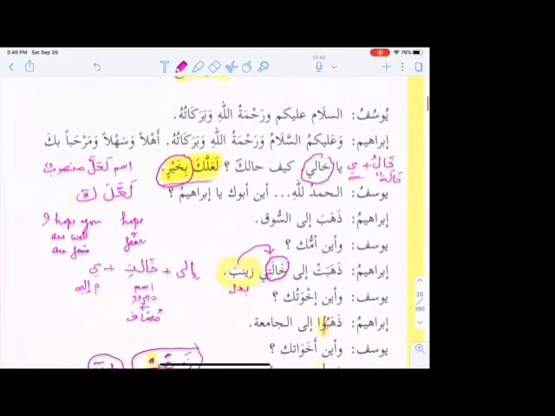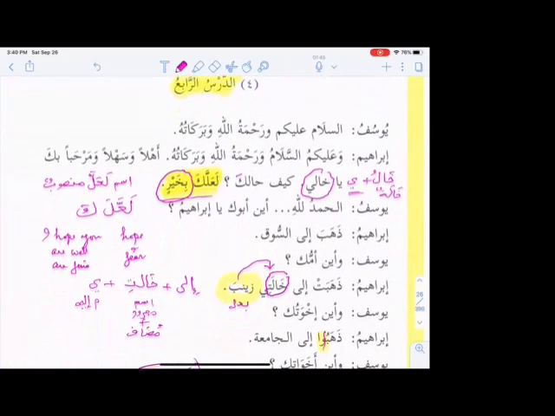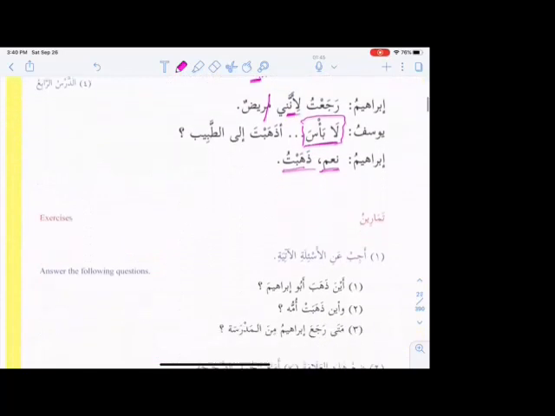Very beautiful lesson, my brother. And I'm sure you can enjoy it because you understand everything. Alhamdulillah, Alhamdulillah. Now we come here.